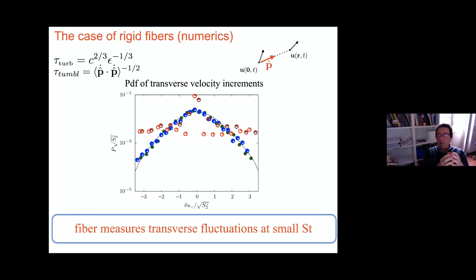and the red circles refers to a situation with a fiber, the inertia of which is so large that you are not measuring at all the flow properties, but you are measuring properties of the fiber. So the message here is that provided the Stokes number is sufficiently small, you can measure velocity fluctuations of the flow of turbulence, while if the Stokes number is high, there is no way you are measuring something else. You are measuring the property of the fiber.